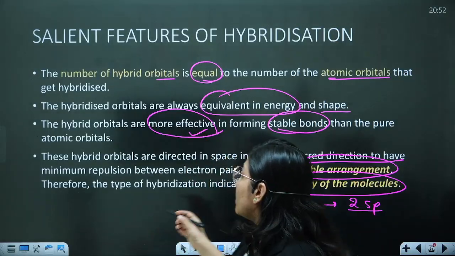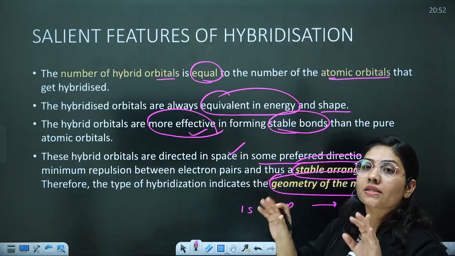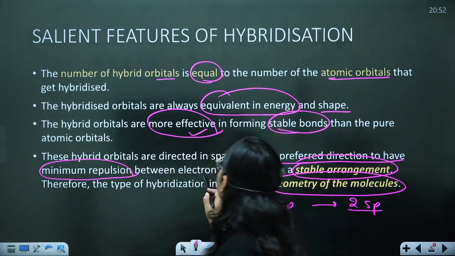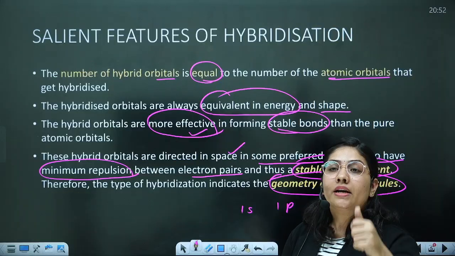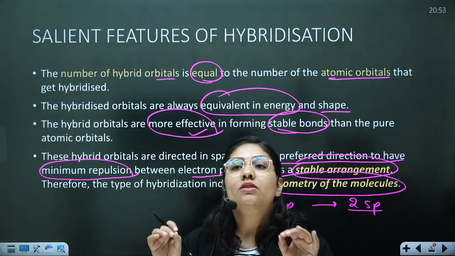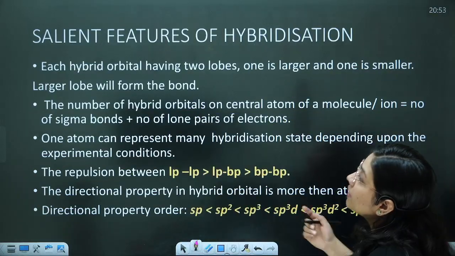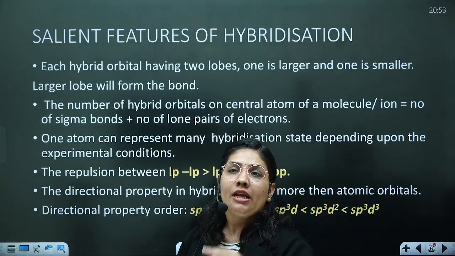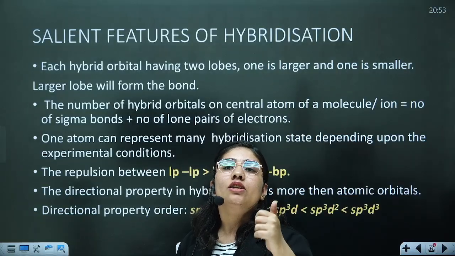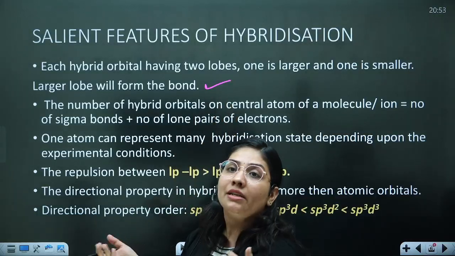Now see, the hybrid orbitals are always placed in such a manner that there is minimum repulsion between the electron pairs. Why is it done? Because if there is minimum repulsion, there will be a stable structure, and that is what we need. Each hybrid orbital has two lobes, one larger and one smaller, and the larger lobe will form the bond. This I will show you when we take the next example.